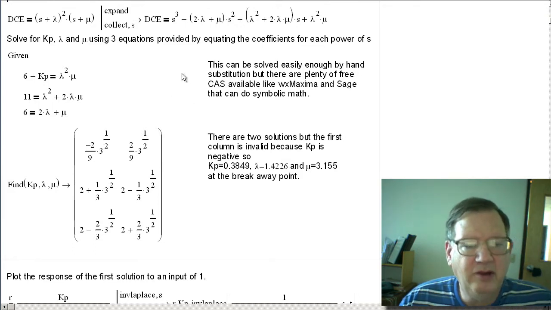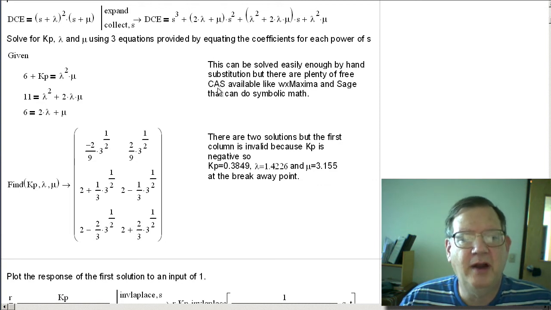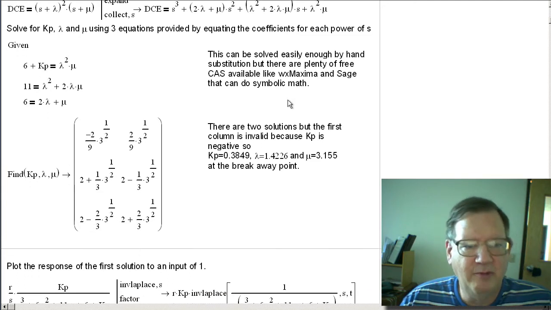But when you get to have more complicated expressions, you might want to use a computer algebra system like wxMaxima or Sage. Those are free. There are also ones that are very expensive, like Mathematica, Maple, and MathCAD, which is what I'm using.